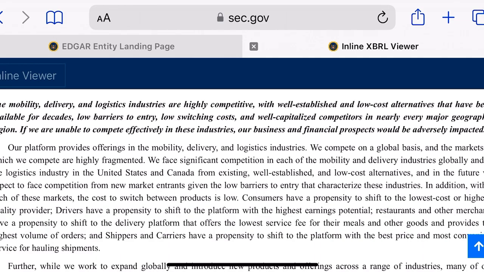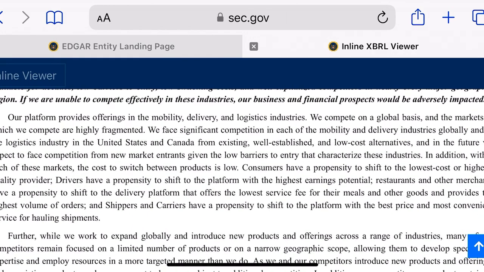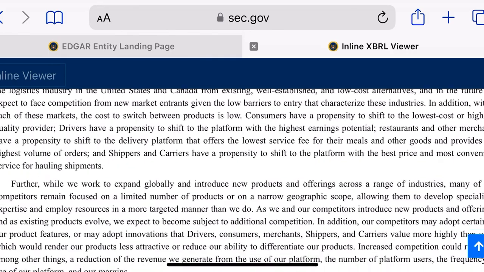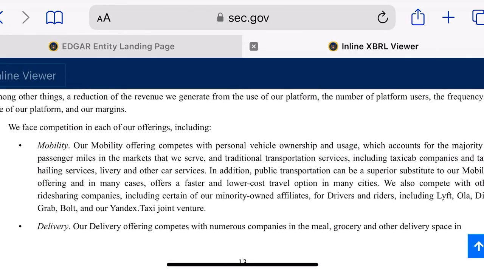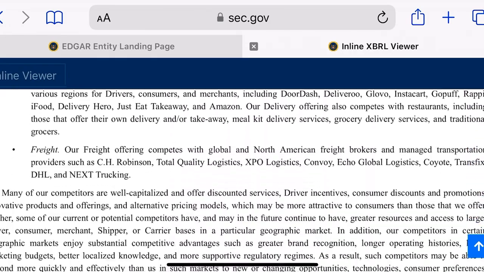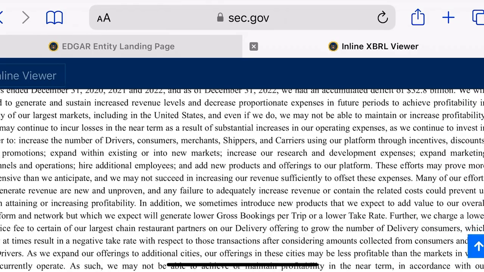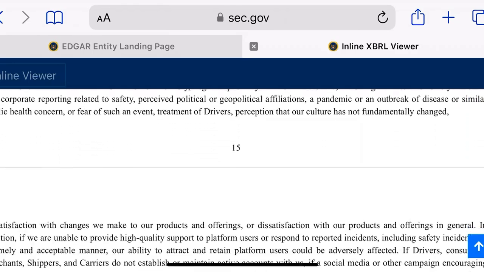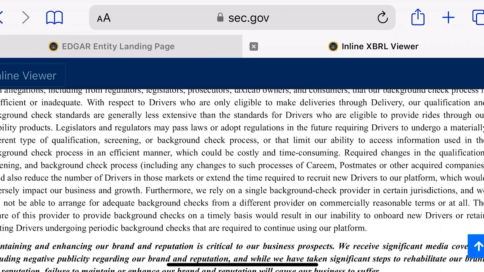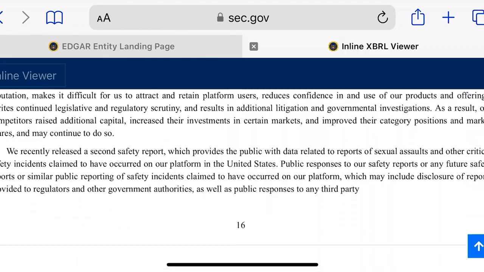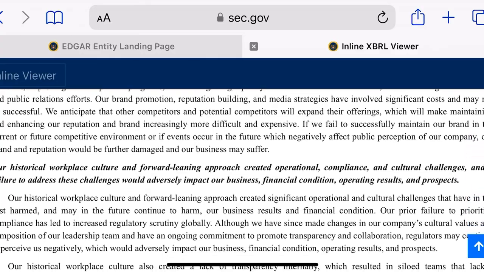Again, highly competitive, well-established in mobility, delivery, logistics, low-cost alternatives. And so they have to be able to compete effectively in those industries in order to succeed. So they're going to try to basically walk us through how they're going to deal with that. I'm going to kind of scroll through pretty quickly. Again, anything I find when I read through this is my first time seeing it as well. But when I read through this, it'll be included in my next video.